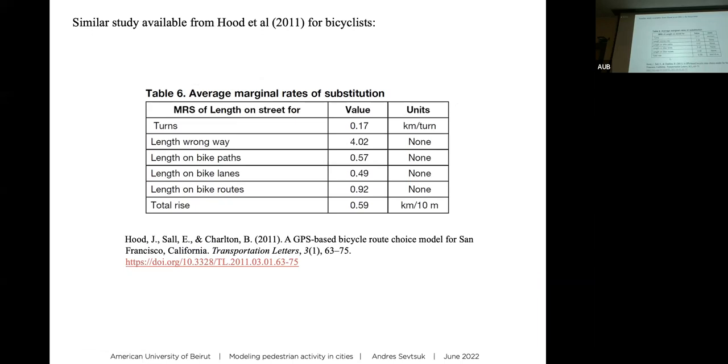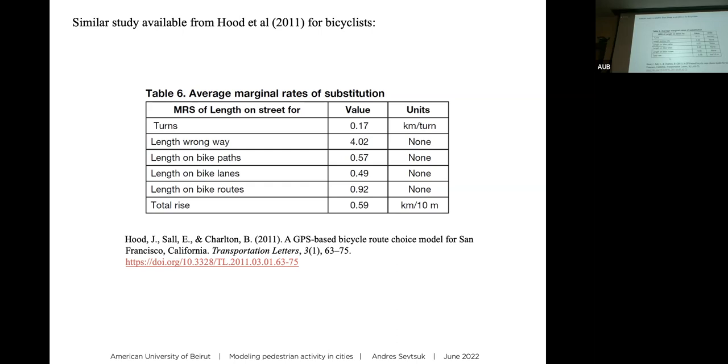There have been other studies that have looked at this from a bicycle perspective. For instance, this study by Hood et al. in 2011 analyzed GPS traces from bicycles, also in the San Francisco area, and used different factors. They did include turns, and they found that for bicyclists, the distance equivalent value of one turn is roughly 170 meters. And they used other things like biking the wrong way, having bike routes and paths of different types, and elevation gain, and put a factor on each of these qualities.